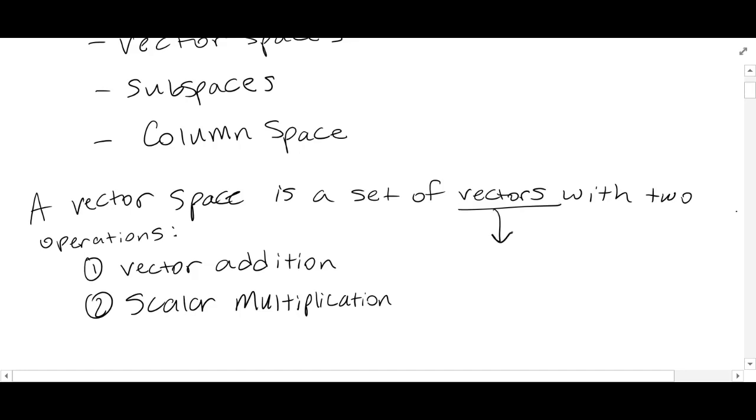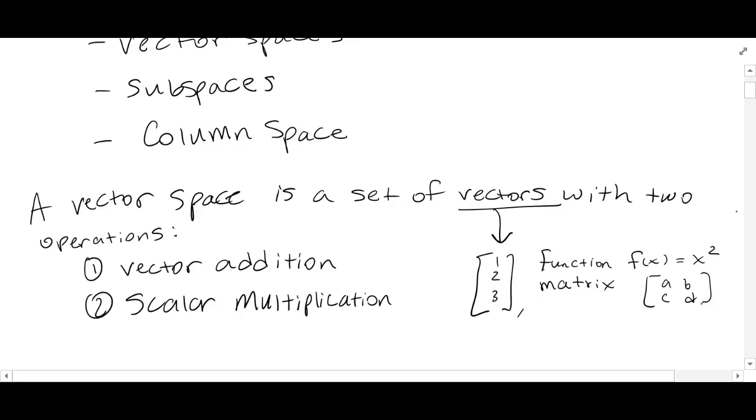So a vector could be like an ordered pair, like we've been talking about, or it could be a function. Like x squared, that's a vector, or it could be a matrix. A vector could be a matrix.